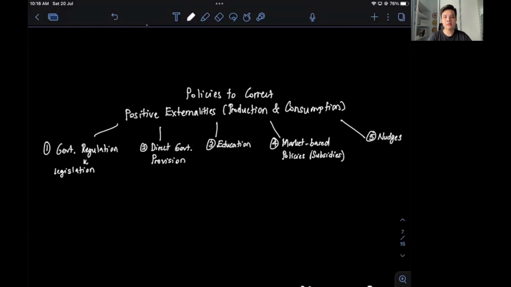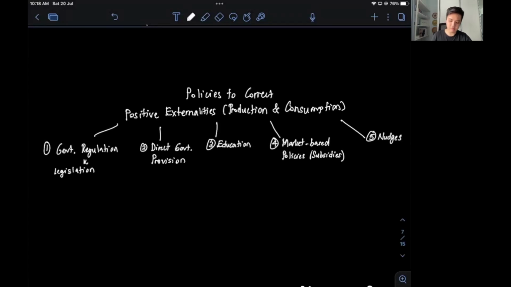Hey friends, in the previous videos, we shared how open source AI models and vaccination are examples of positive externalities. And in this video, we cover ways to address positive externalities of production and consumption using these examples. So this particular screen that you're seeing shows a mind map of the 5 key policies you can use to correct positive externalities. And I just want to be clear that positive externalities can refer to both production and consumption.